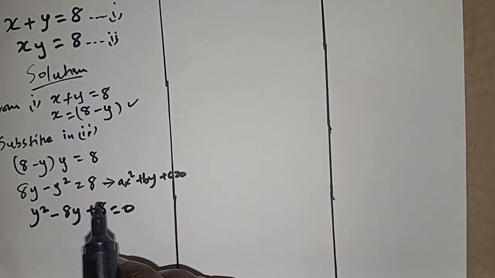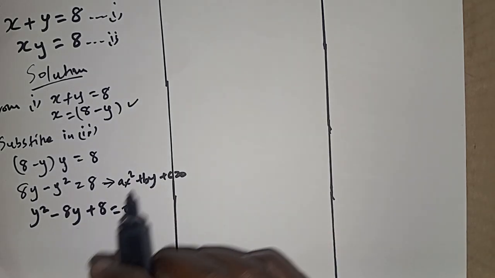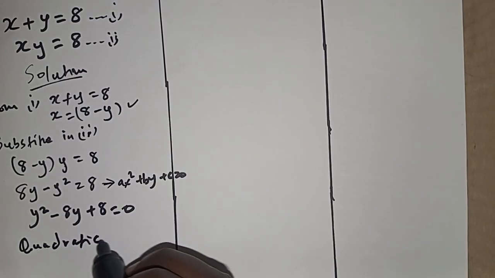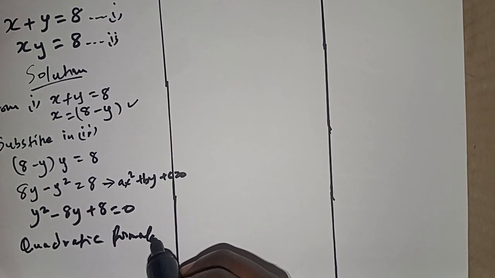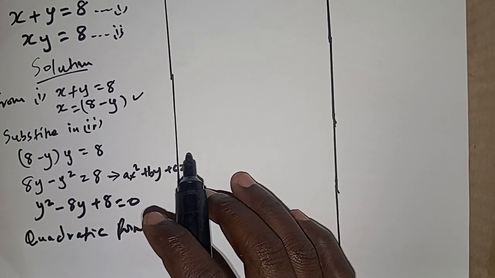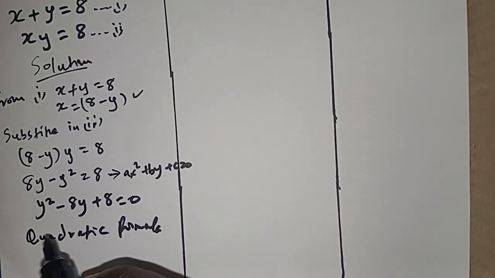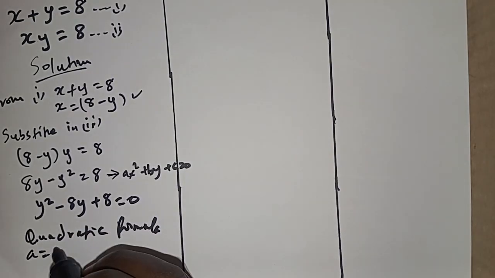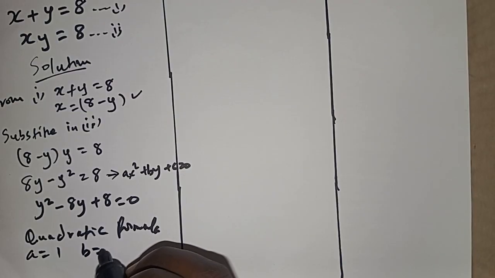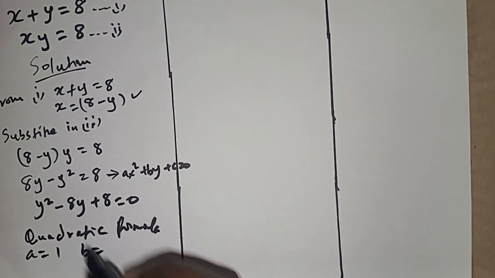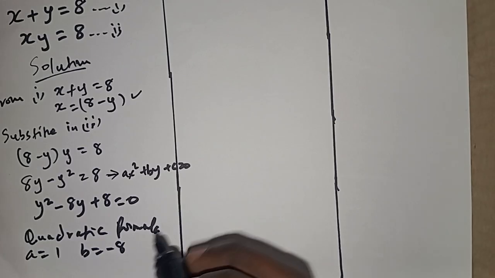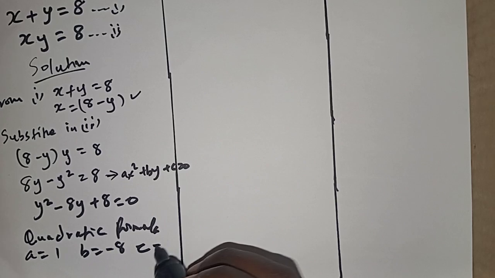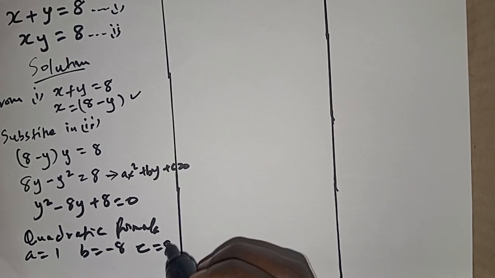So here I'll require to solve this using the quadratic formula. In this quadratic formula, I'll need to get the coefficient of y squared. I'm going to call it a, so this one is 1. The coefficient of y, that is b, is negative 8. And then the constant term, I'm going to call it c, which is equal to 8.